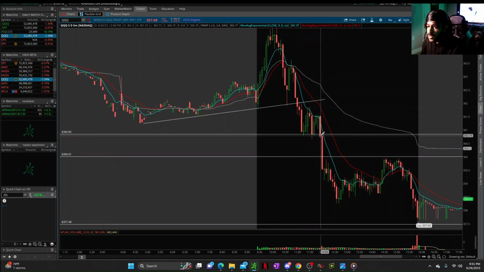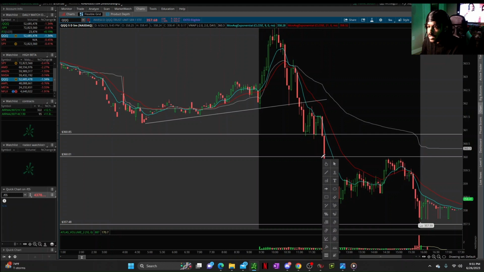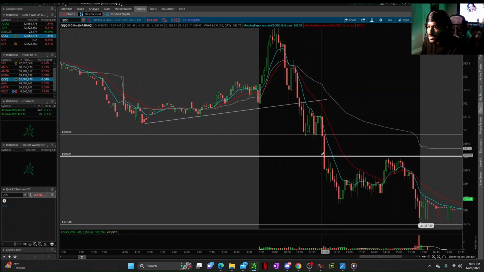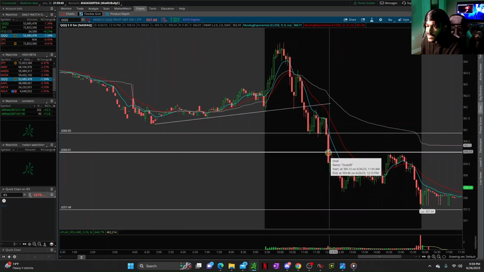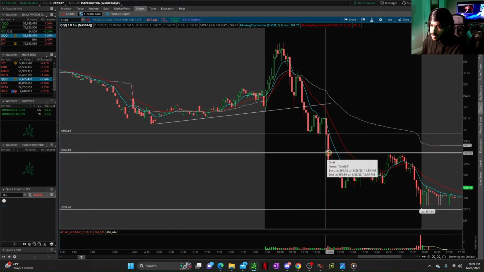This level broke, so I entered my full position size here with a very tight stop located right here. I wasn't trying to take on much loss today. Entered here, and then we made a strong flush down. As soon as we hit this level, this is where I exited. I did obviously exit at this 360 level because it was previous support.